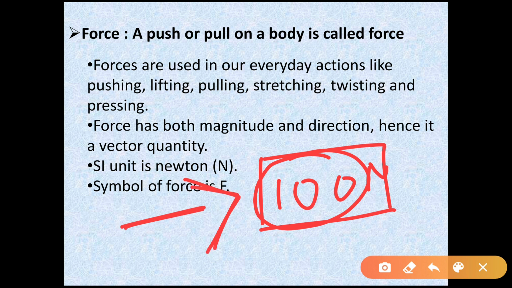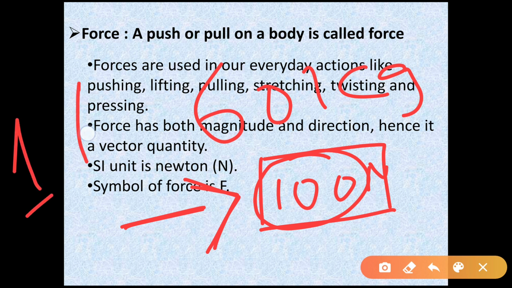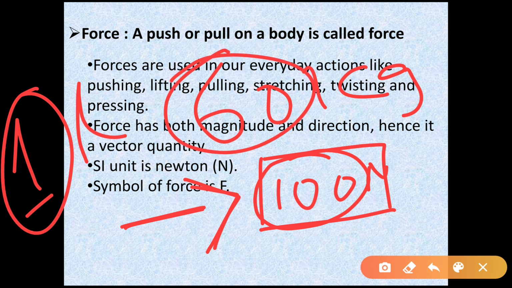But suppose I ask you what is your weight, or what is your mass, you will say 60 kg, right? In this case you don't need to describe the direction. Similarly, if I ask you what is the volume of your water bottle, suppose you say it is 1 liter, right? The number is enough. Here the number is enough to describe the quantity.